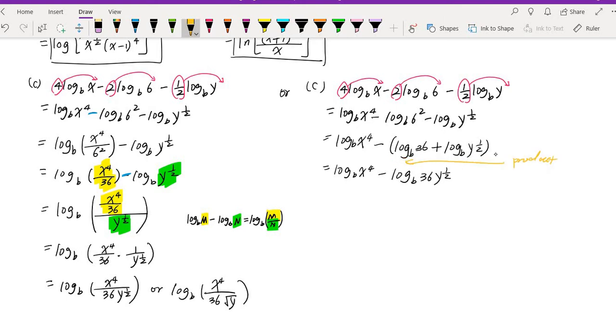Okay, so this is the product rule we get here, and then now you look, I can use the quotient rule. Okay, we're going to have log base b, and the quotient rule tells us x to the 4th power over 36 y to the 1/2 power. Okay, if you look at this, the right side and the left side, they both get exactly the same answer. I think method 2 is much easier than method 1. Okay guys, that is part C. Use a different method. Whichever you prefer, you can use that method.